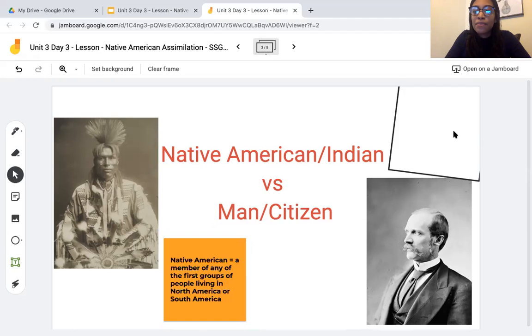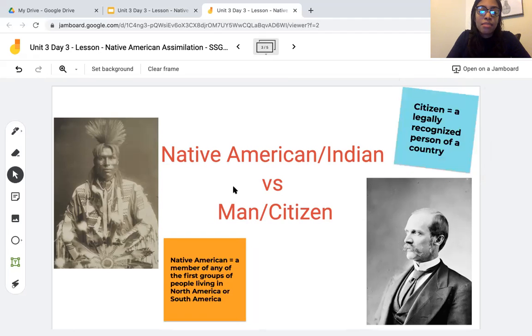Okay, let's see. So a Native American is a member of any of the first groups of people living in North America or South America. In this case, we're focusing on North America because we're in the United States. And a citizen is basically a legally recognized person of a country. So when you're considered a citizen, usually you're considered a human being.